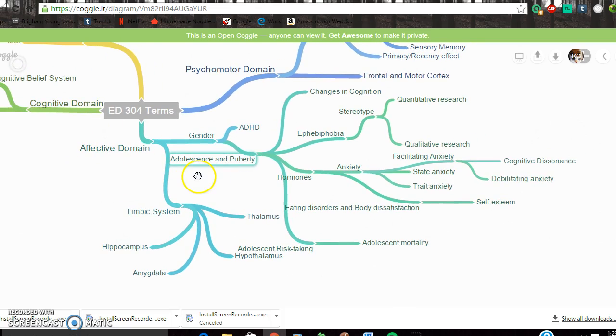So another part of the affective domain I wanted to cover would be gender. Different genders tend to react differently to different stimuli, and these reactions tend to be more emotional. One example of this would be ADHD and ADD. So these are learning disorders that are often associated with men, or at least they're more prevalent in young boys and young teen boys, because it has to do with the way that they learn. So it's more prevalent in males.